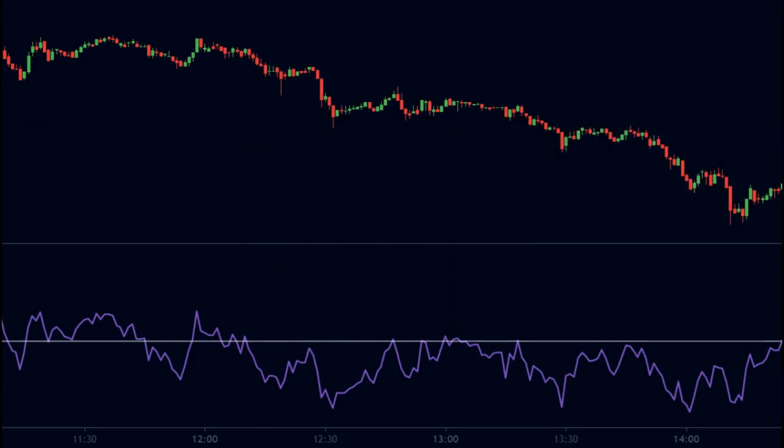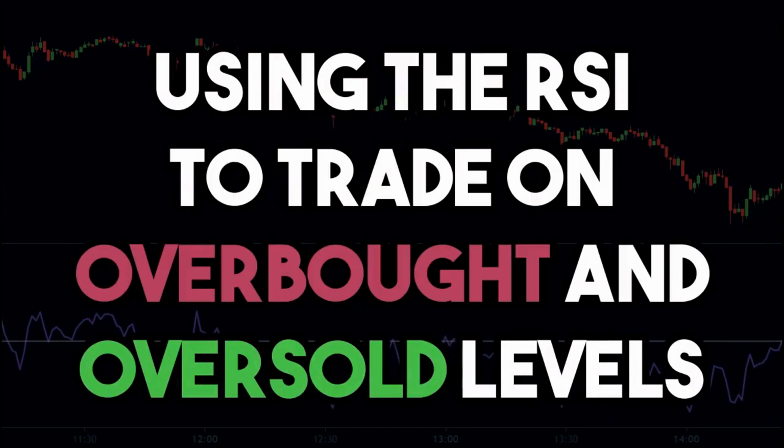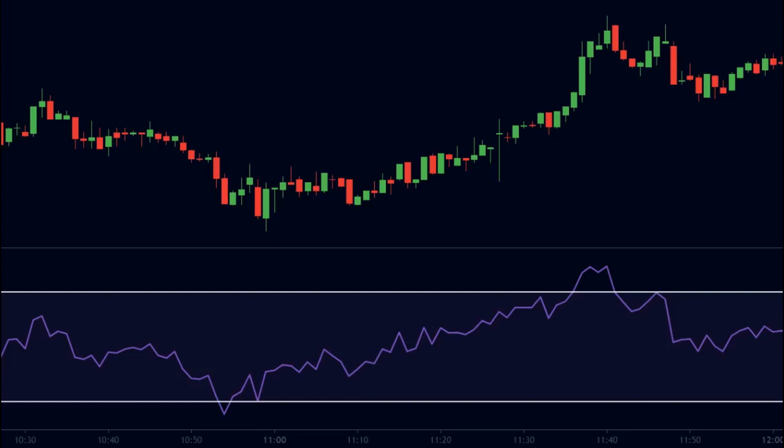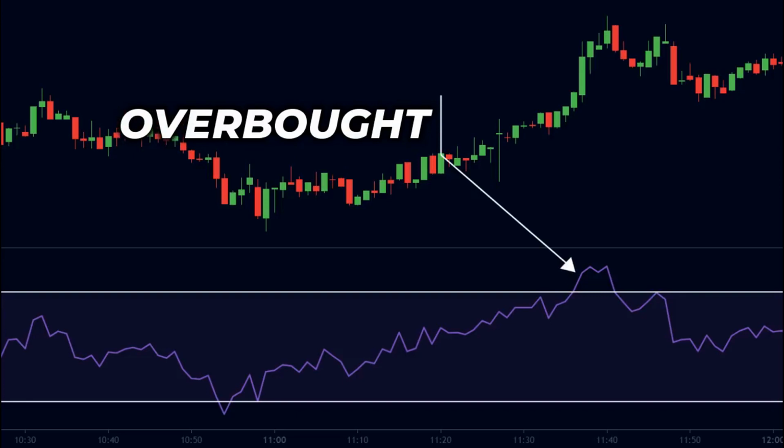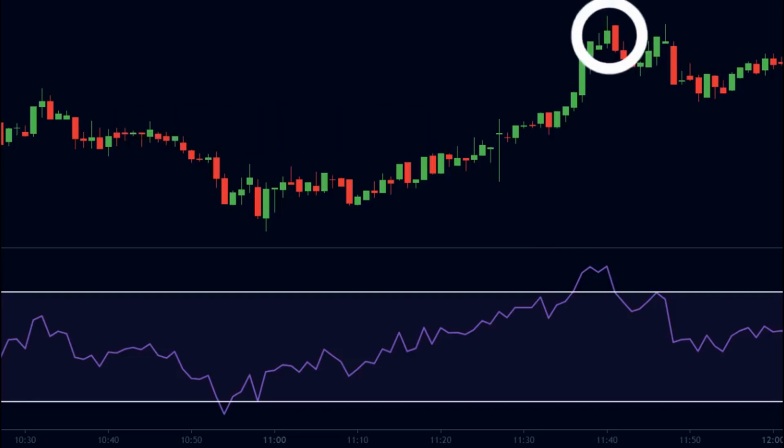The other way of trading is by using the RSI to trade on overbought and oversold levels. So, whenever RSI goes above 70, the RSI is said to be in an overbought condition. In other words, the stock has become expensive.